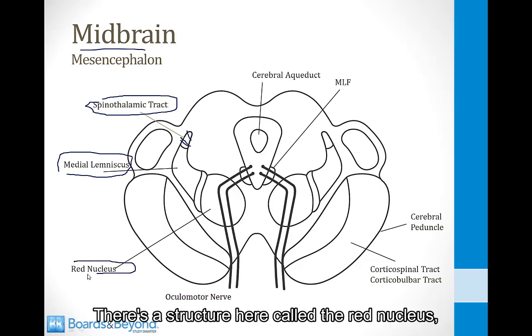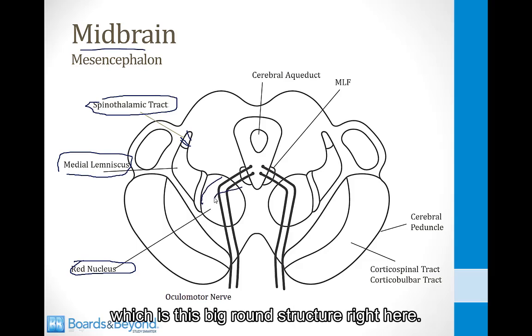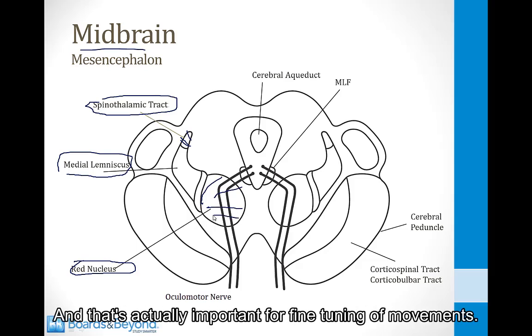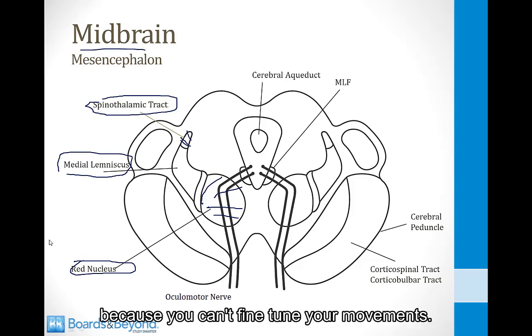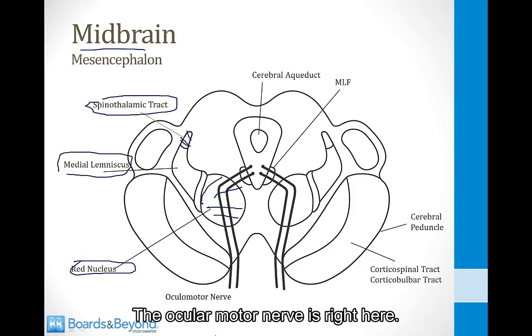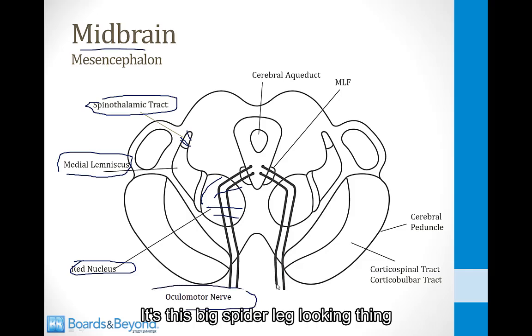There's a structure here called the red nucleus, which is this big round structure right here, and that's actually important for fine-tuning of movements. If it gets a lesion in the midbrain, what you get is tremor and ataxias because you can't fine-tune your movements. The oculomotor nerve is right here. It's this big spider leg looking thing coming down the middle.